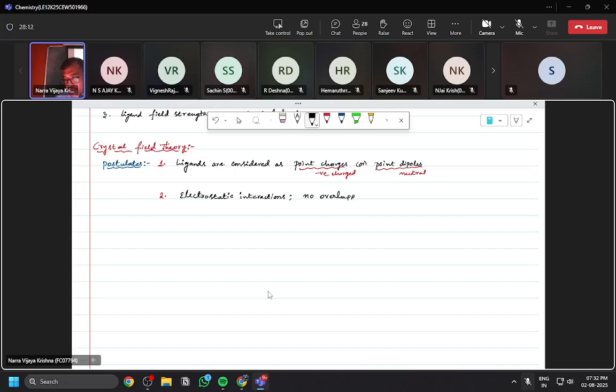Correct? Means no overlapping or intermixing. If it is overlapping, that is valence bond theory. Intermixing is hybridization. Atomic orbitals of nearly same energy will intermix to form hybrid orbitals. That is the hybridization concept. So there is no overlapping concept. There is no intermixing concept.